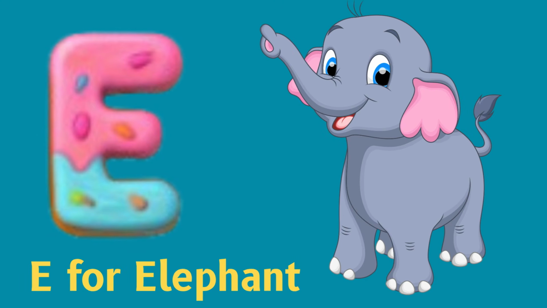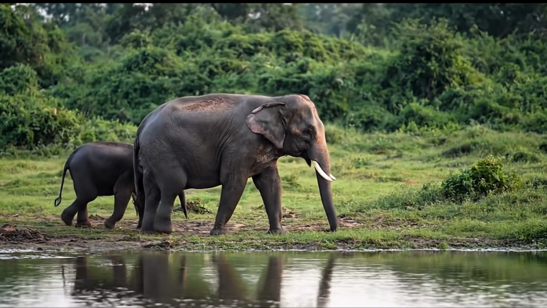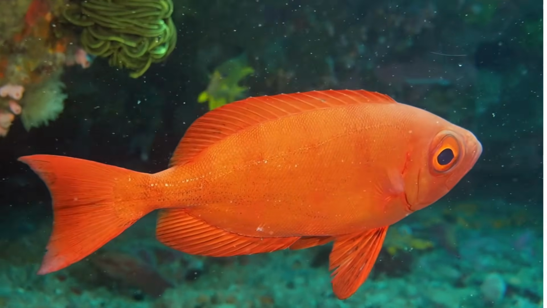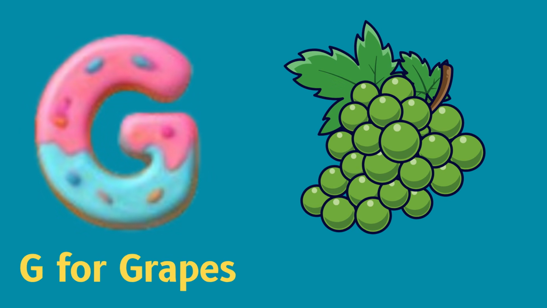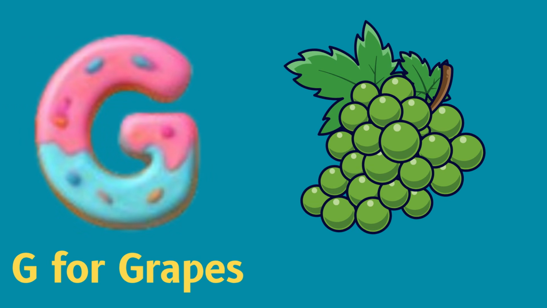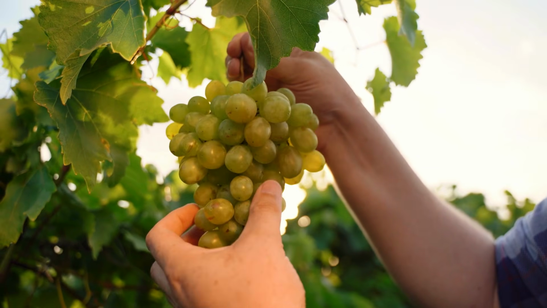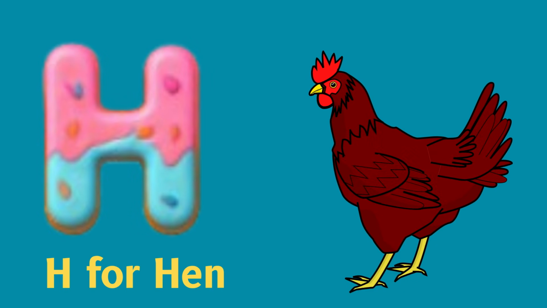E for elephant. Elephant means Hathi. F for fish. Fish means Machli. G for grapes. Grapes means Angur. H for hen. Hen means Murgi.